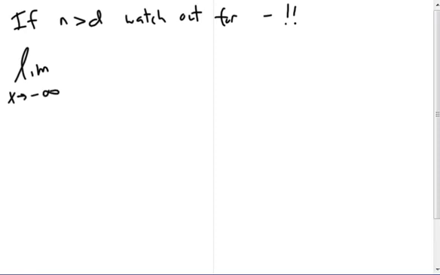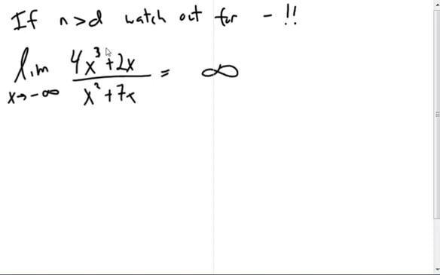So let's deal with that whole plus or minus thing. So if the numerator is bigger and we approach infinity, we've got to watch out for negatives. Let me show you what I'm talking about. Sometimes you might have a problem that says the limit as x approaches negative infinity of 4x cubed plus 2x over, say, x squared plus 7x. Now, we look at this and we see the numerator exponent is 3, the denominator exponent on the x term is 2. So clearly the numerator wins, clearly it's going to be infinity.